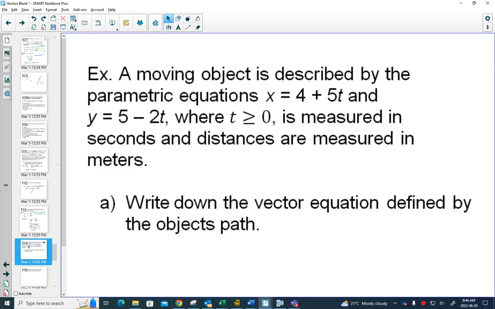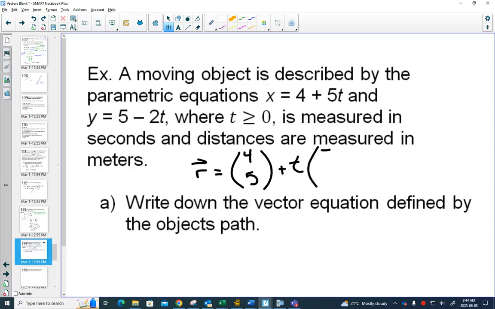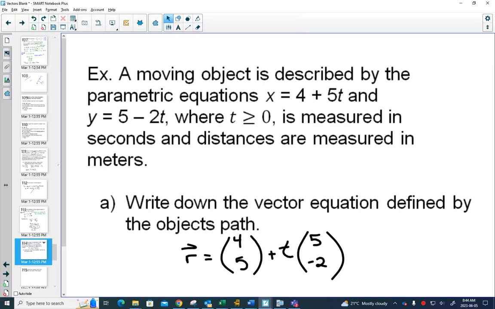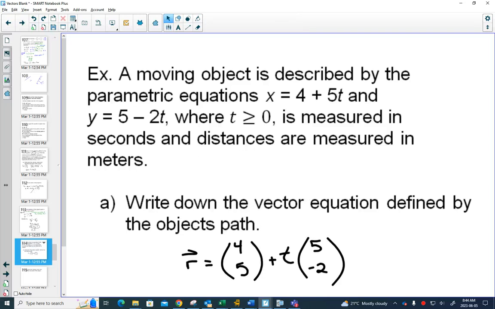So this question, you have the parametric equations. From the parametric equations, you could write the vector equation. We'll do that here. We would know that the point is 4 comma 5, and the direction vector is 5 and negative 2. There we go. So there's the vector equation.